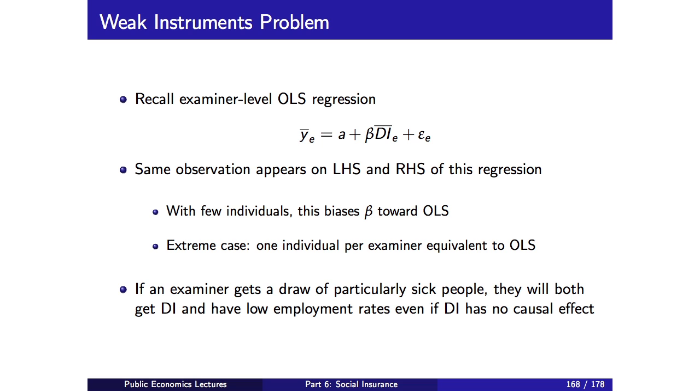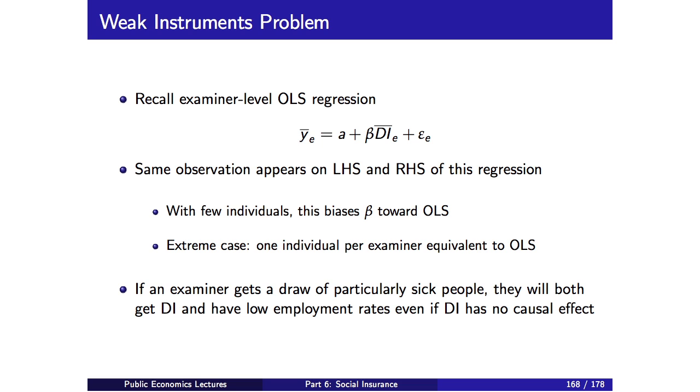So why is that? Let's start by going back to the OLS version of the regression that I had described. This is why I put that up. Recall the examiner-level OLS regression that's going to recover the same IV coefficient, where I regress average employment rates for each examiner on average disability allowance rates by examiner. Okay? What is the fundamental problem here? The same observation appears on the left-hand side and the right-hand side of this regression. So your employment rate, whether you work or not, and whether you got DI or not, are there on the left-hand side and the right-hand side.